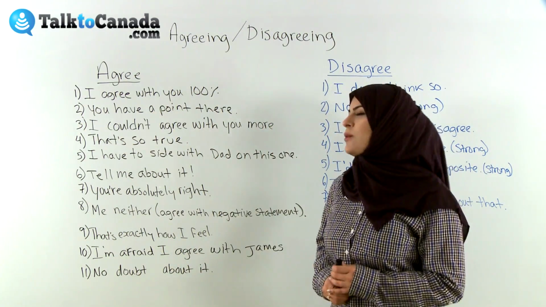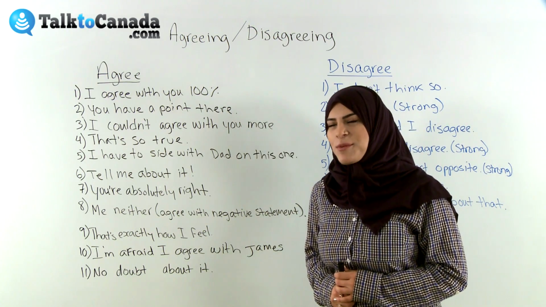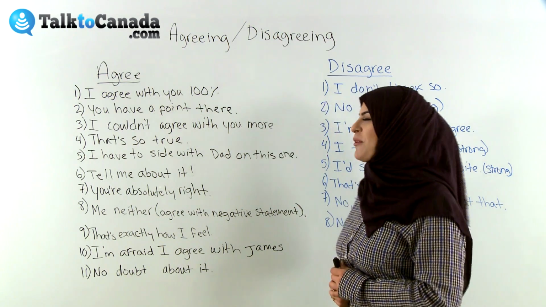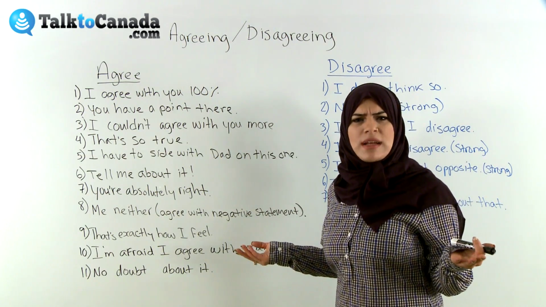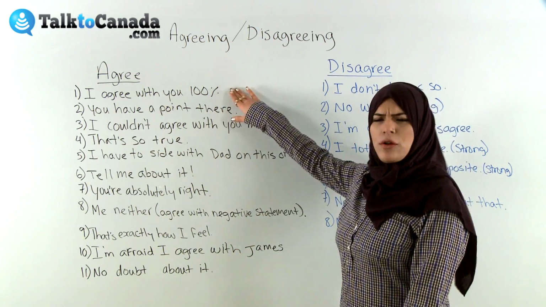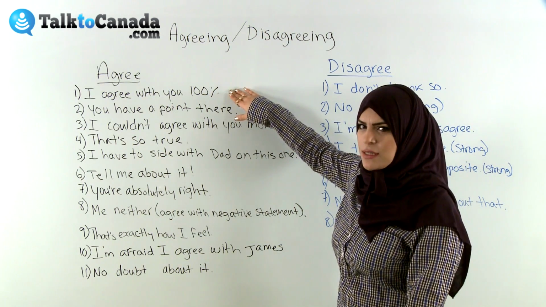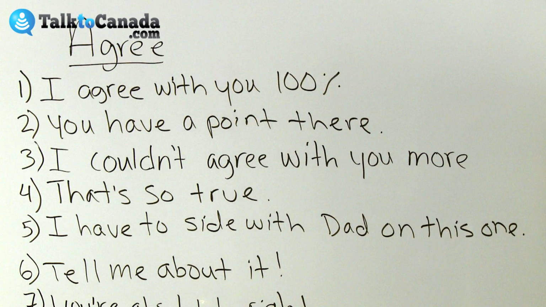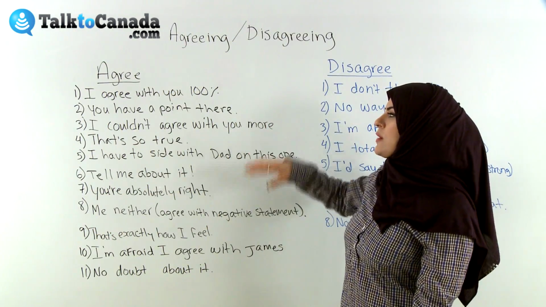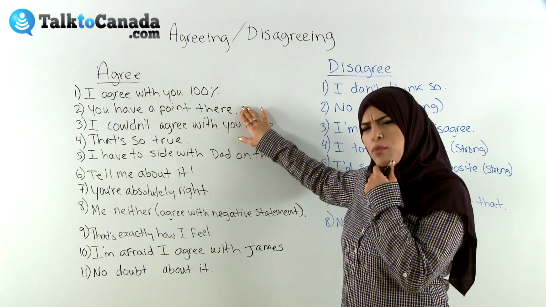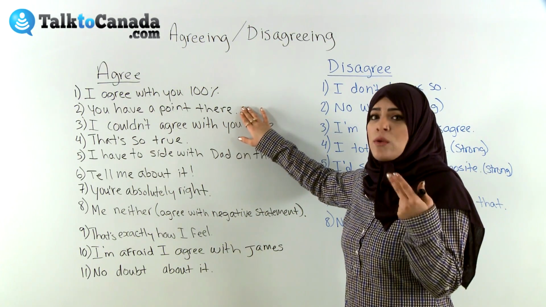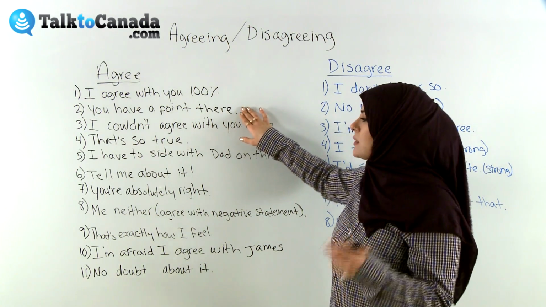So first, we'll go with agree because it's more positive. I like agreeing with people. The first thing you can say when you agree with what someone else has said is, I agree with you 100%. That's when you fully agree, like everything that he said is true. Or you can say, yeah, you have a point there. You make a good point. That means that you agree with the point that he's made.